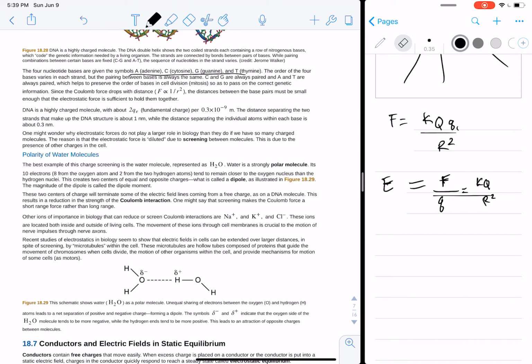We talked about the polarity of water molecules before, why the water is dipping away a little bit. And then 18.7, conductors and electric fields in static equilibrium. So a conductor, remember, allows the electrons to move around. They have free charges that move easily, so electrons that are not bound or trapped in an atom.